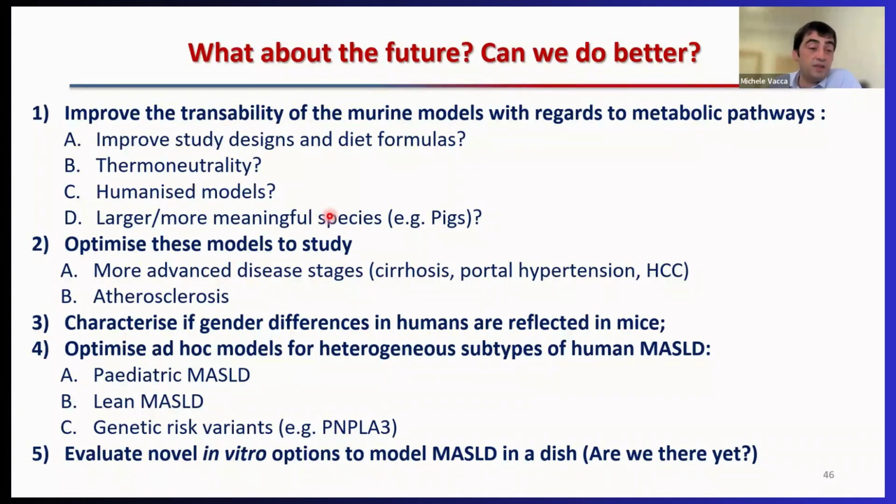Another important thing is that the animal models, now that we have a subset that we know perform generally well, need to be optimized to model more advanced disease stages, like cirrhosis, portal hypertension, and hepatocellular carcinoma. And as we were discussing in the first slides, also atherosclerosis.